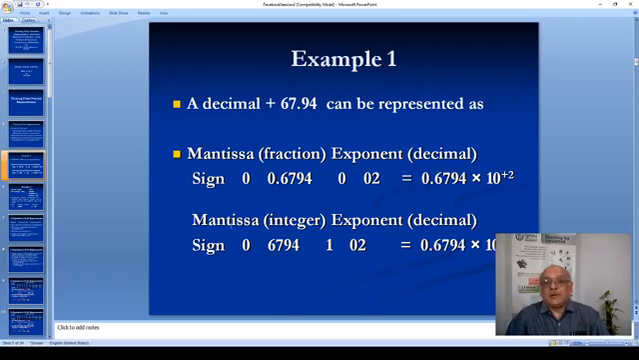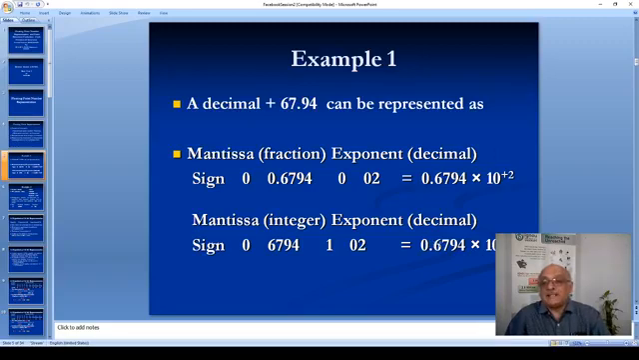If we represent the same number using an integer mantissa, then the mantissa is once again 6794. But look into the value of the exponent if I want to represent it this way. And once again, you can see a mistake over here in this particular number.